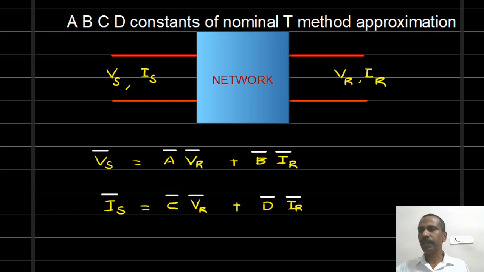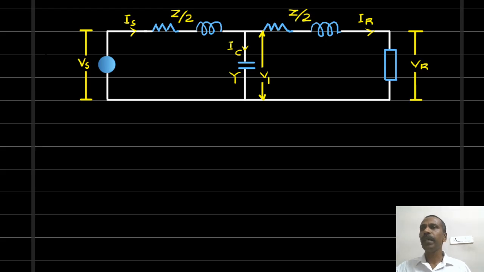ABCD are the constants. We can find out ABCD for any type of network. Here you can remember we are writing the voltage equation first. Here also we write the receiving end voltage first, then the receiving end current. So this is how we write the voltage and the current equation using ABCD constants. Now we'll see how we can write ABCD constants for nominal T network of transmission line.